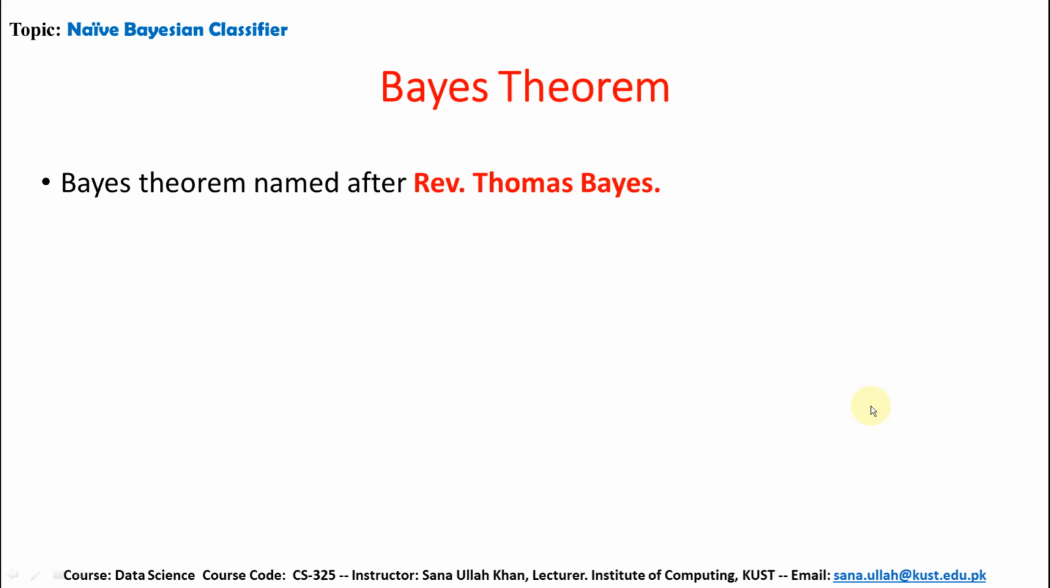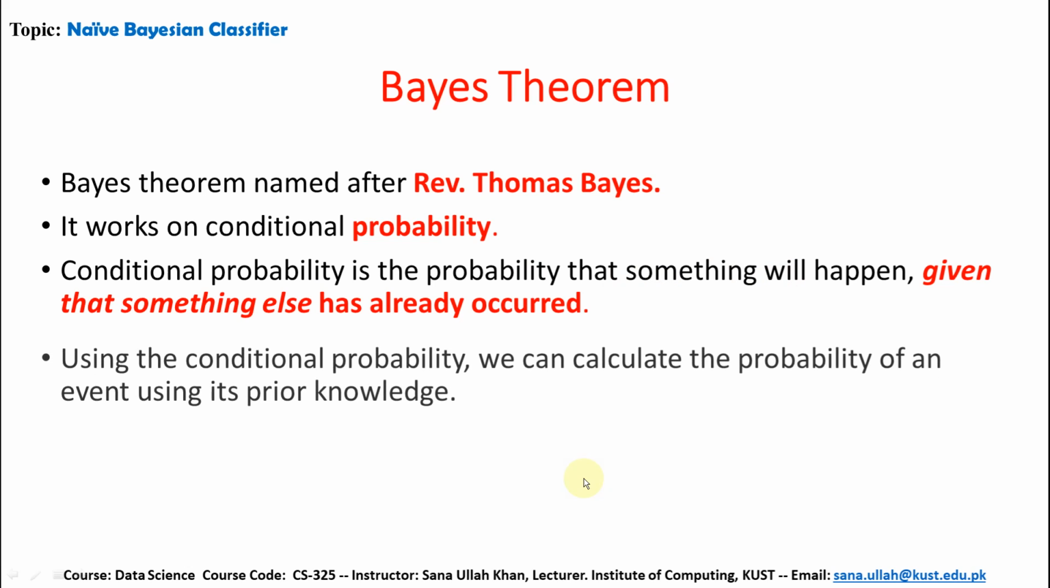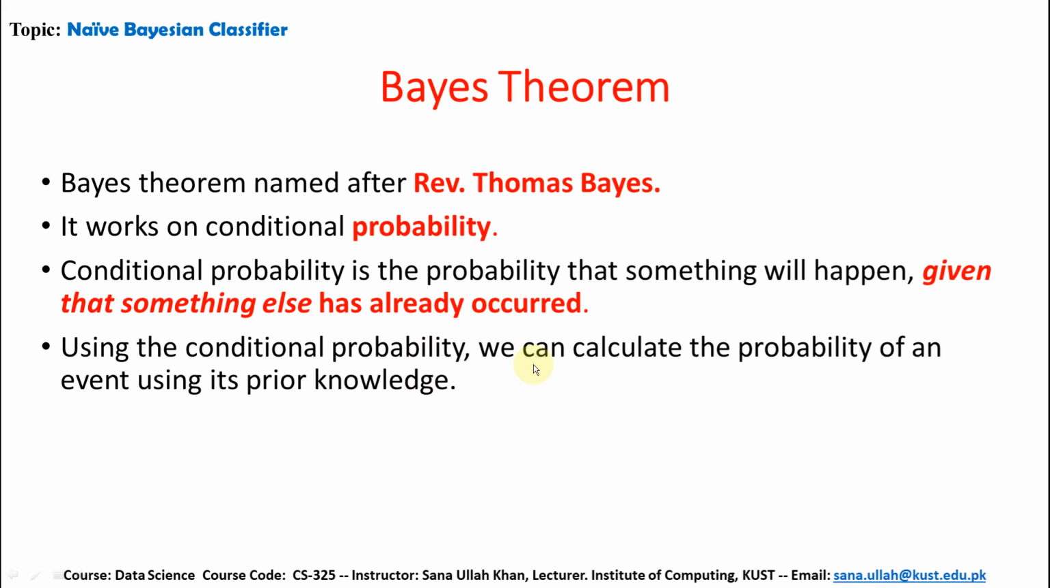Bayes theorem. Bayes theorem is named after Reverend Thomas Bayes. It works on conditional probability. So what is meant by conditional probability? Conditional probability is the probability that something will happen given that something else has already occurred. So using conditional probability, we can calculate the probability of an event using prior knowledge.